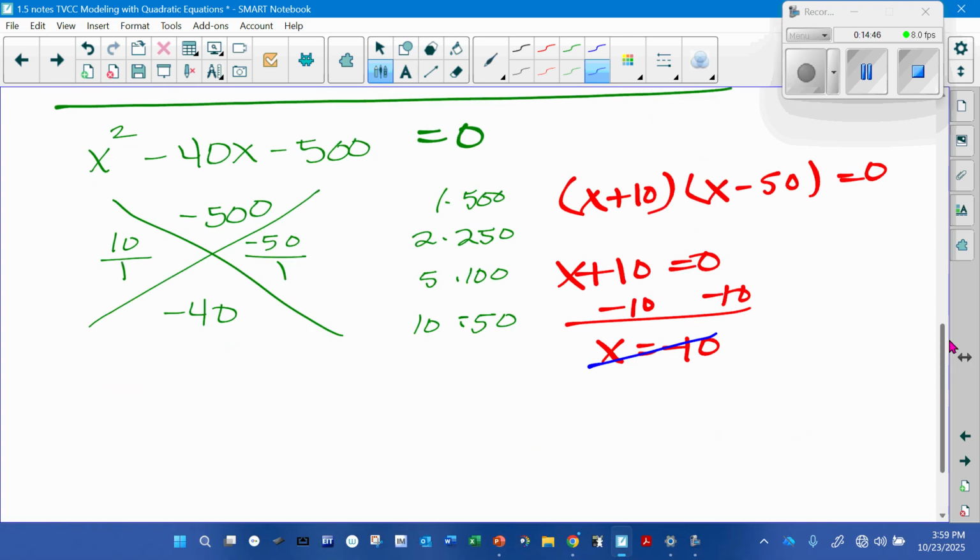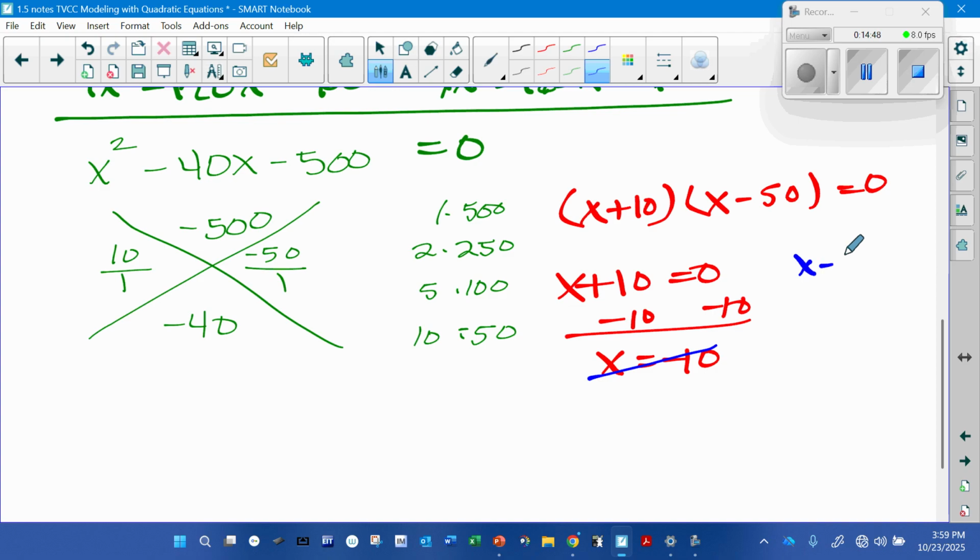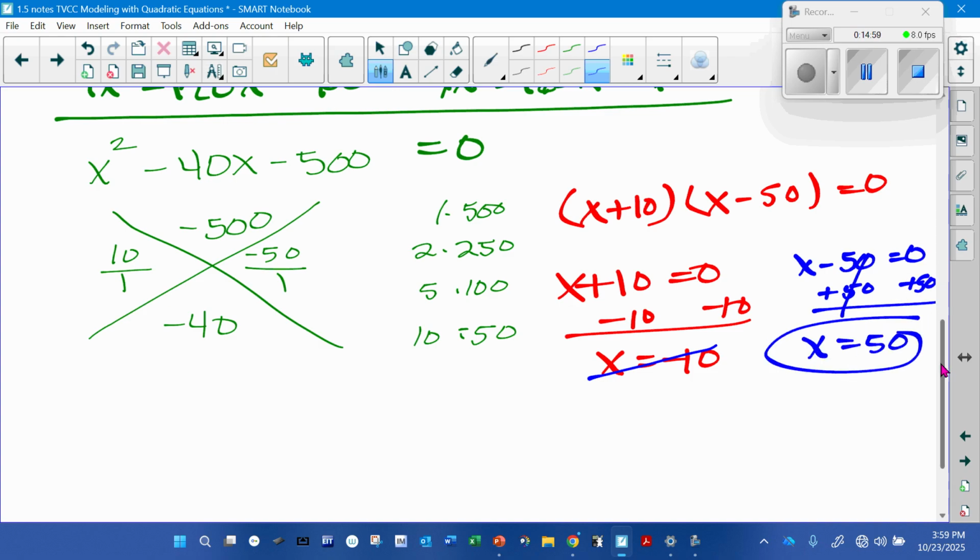But we have a second part because we have x minus 50 equals 0. So if we add that 50 to both sides, we get x equals 50. And that is a positive answer.